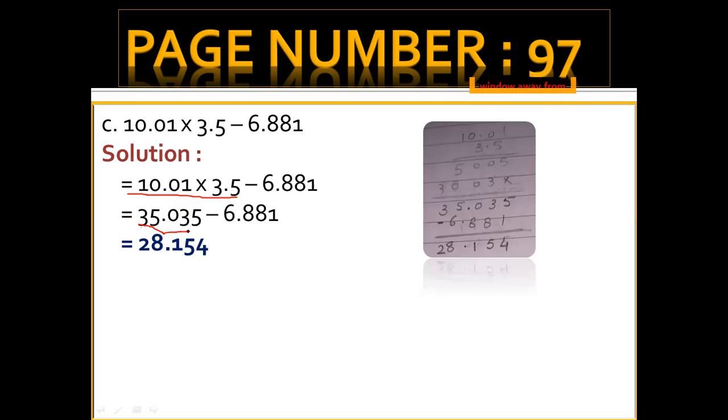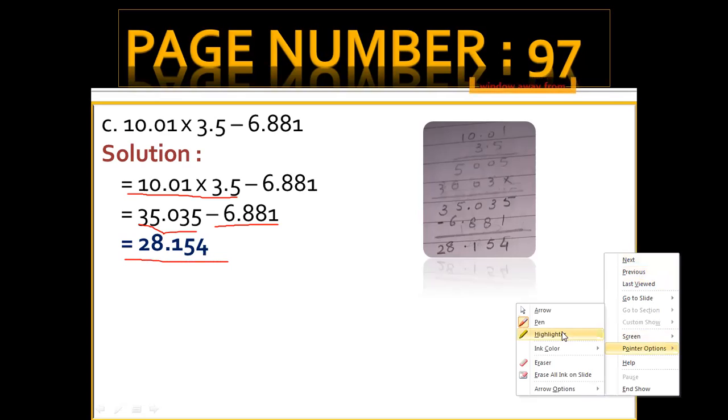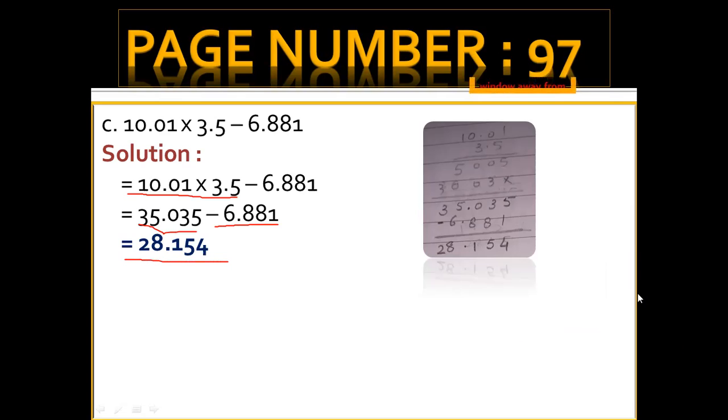When you multiply the numbers, 35.035, and now is the turn of subtraction. 6.881. After the subtraction, 28.150 is our required answer.